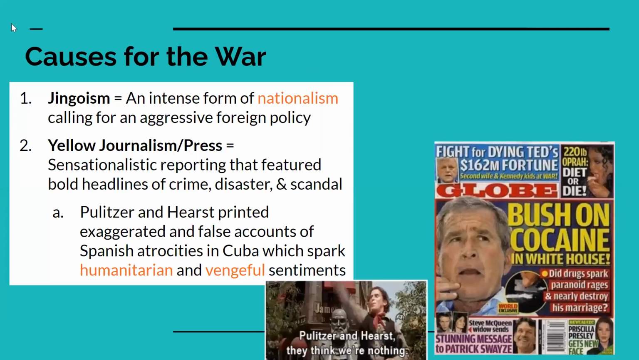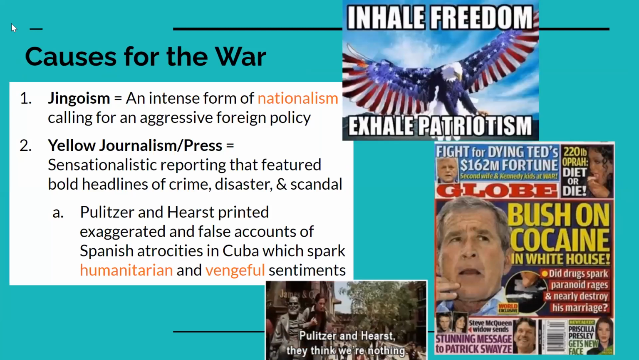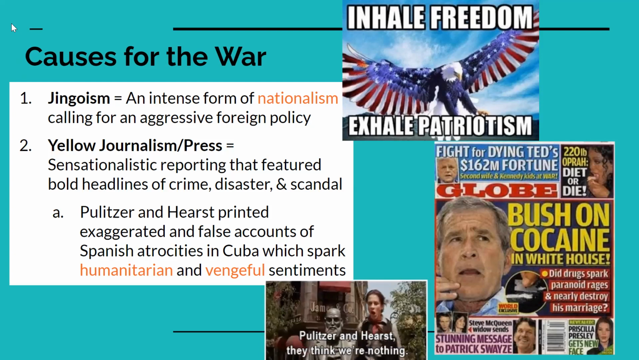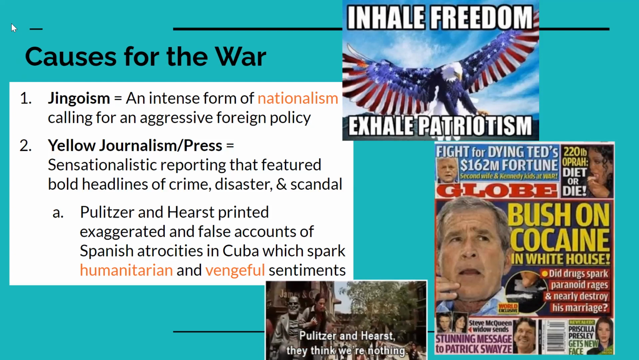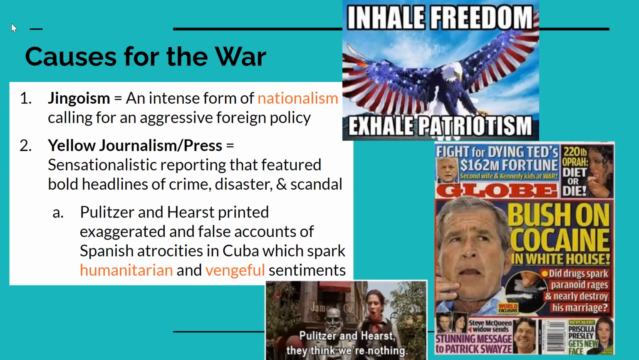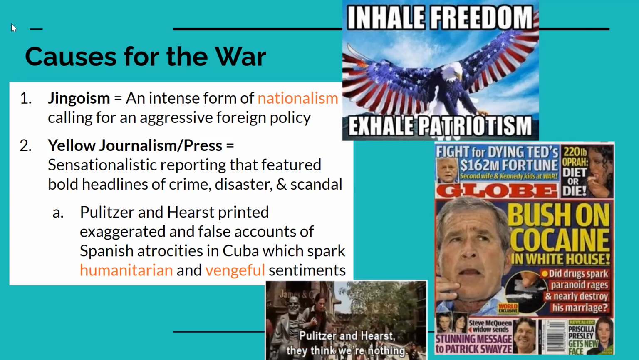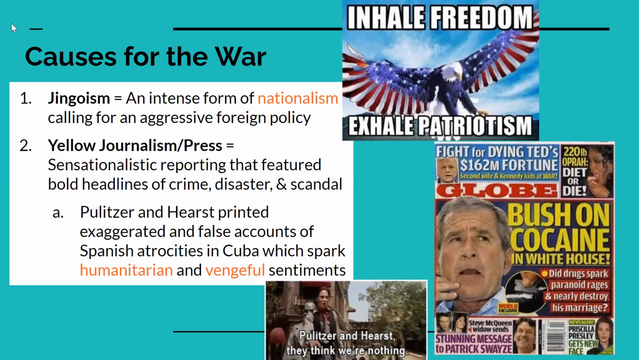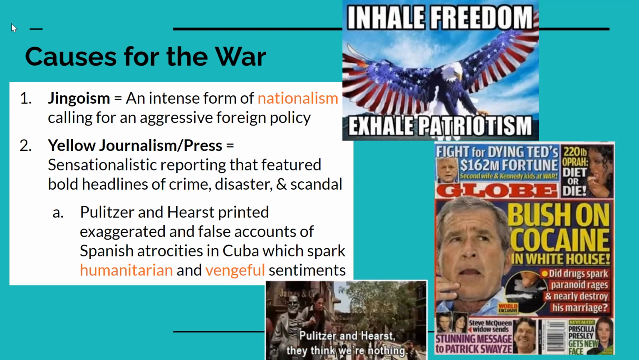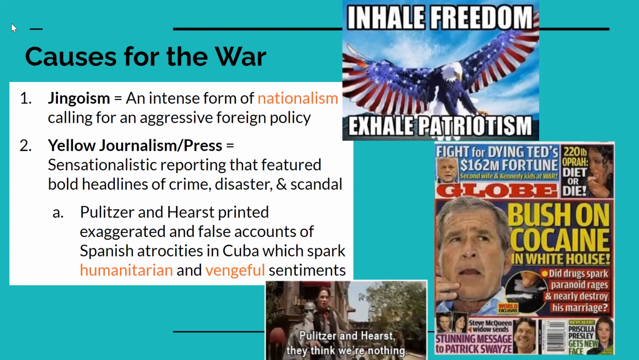So what changed? Well, there are four causes for the Spanish-American War. The first one being jingoism. Jingoism is an intense form of nationalism, and it's just this intense pride for your country to the point where you feel like you need to prove it with your aggressive foreign policy. It's like the guy who just wants to prove how tough he is by punching someone in the face. Like that's jingoism.